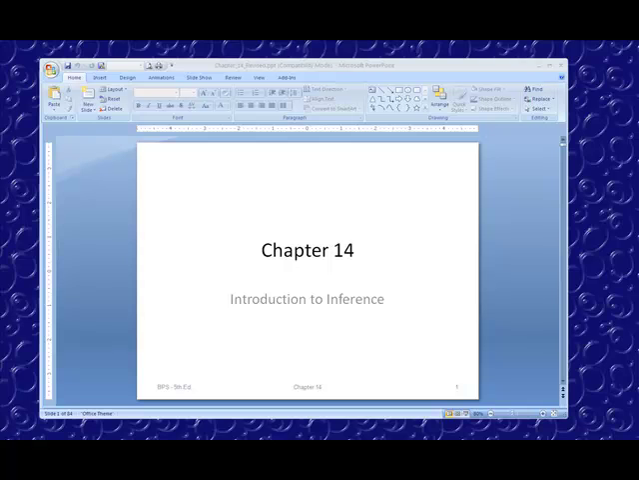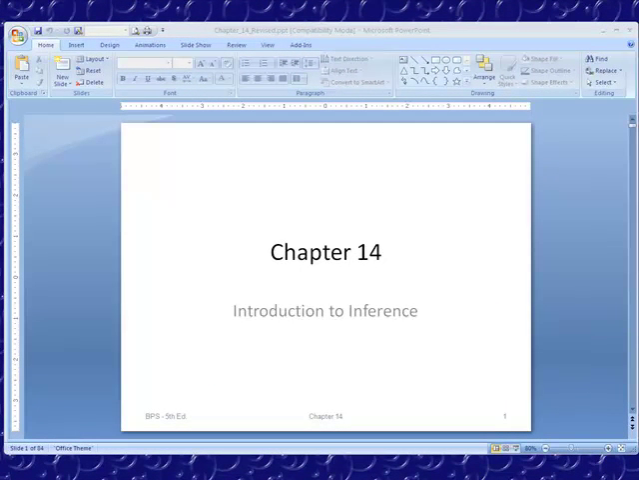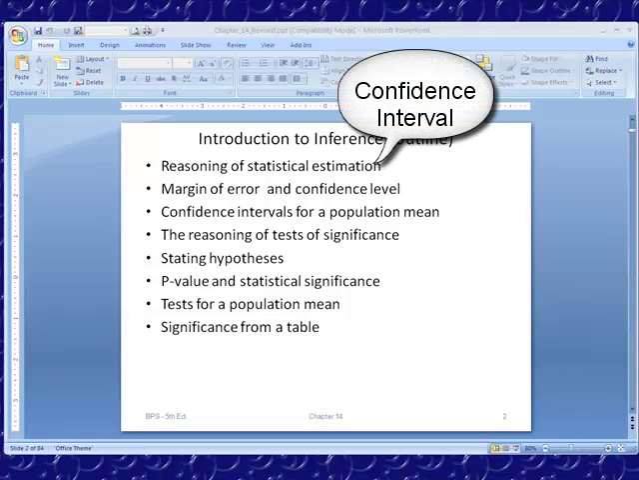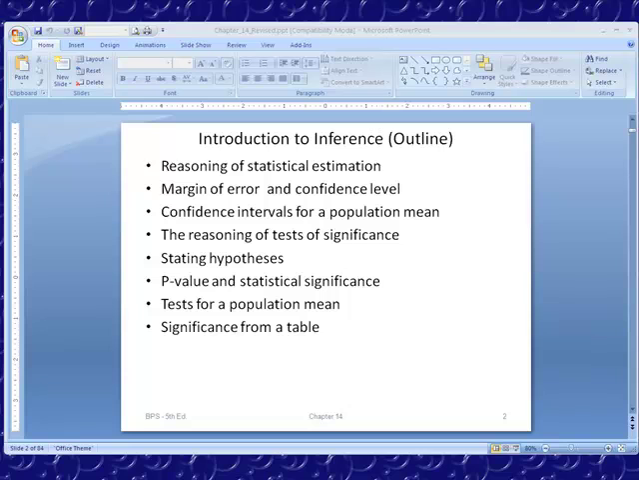Welcome to Chapter 14, Introduction to Inference. These are the topics that we're going to discuss in this chapter. Reasoning of statistical estimation, where statistical estimation is just confidence intervals, doing confidence intervals. We're going to talk about the margin of error and the confidence level. How do we make confidence intervals for a population mean?